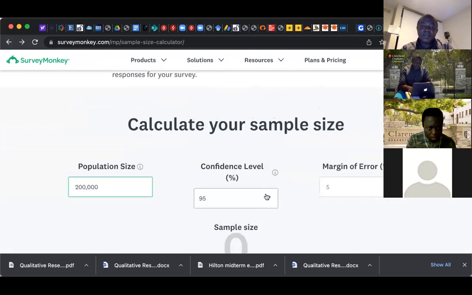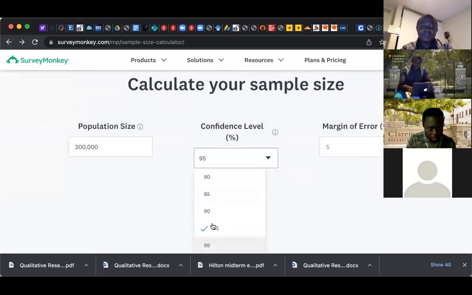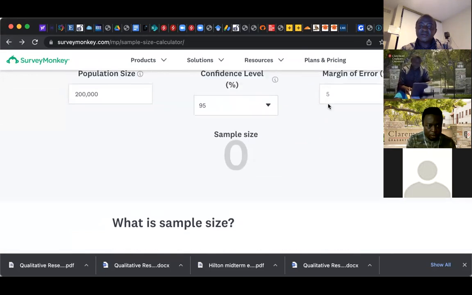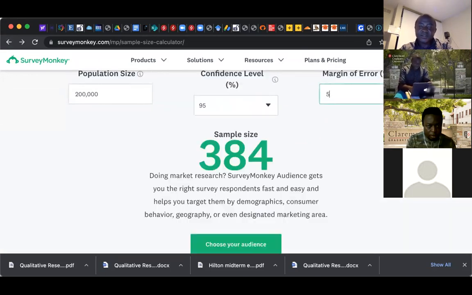So where do I click? 95. Usually in social science we go for 95 confidence level, and then margin of error. Margin of error is the 5. Sample size is 384.